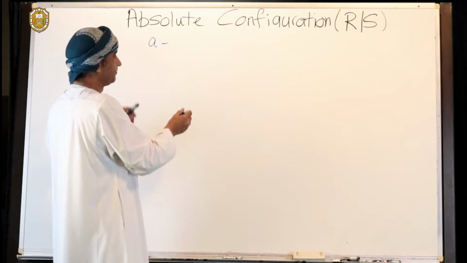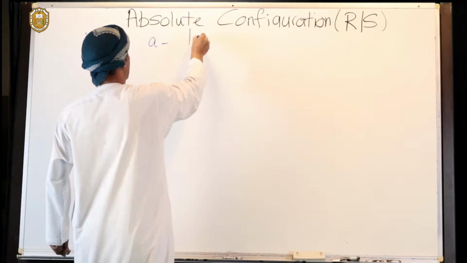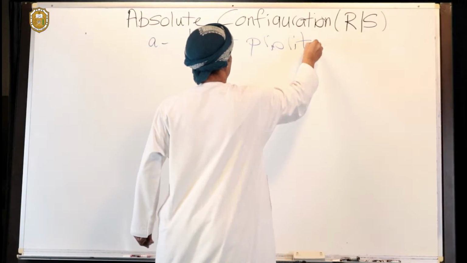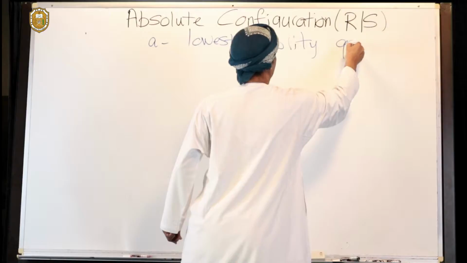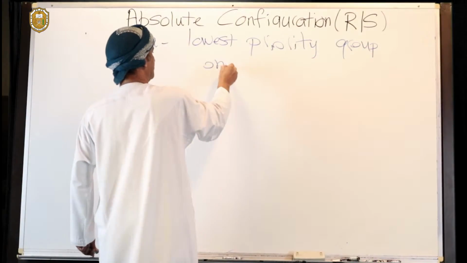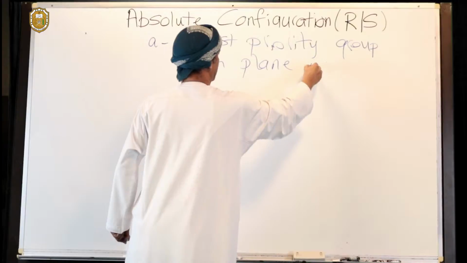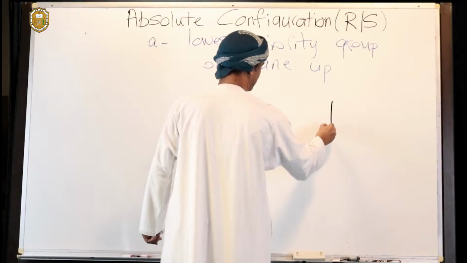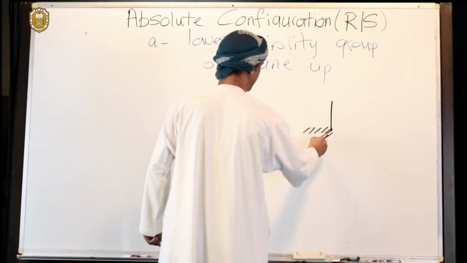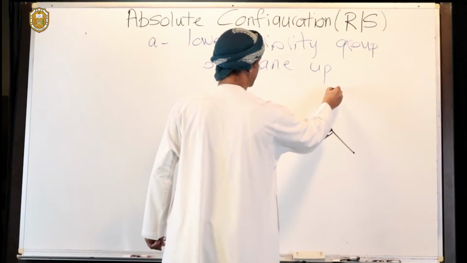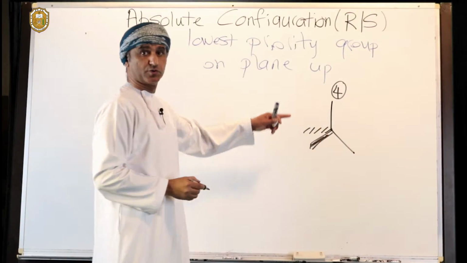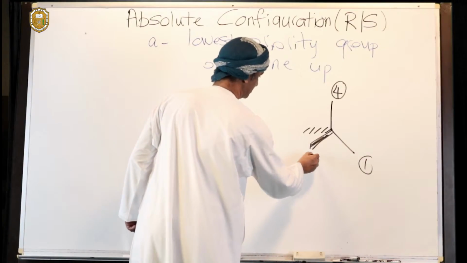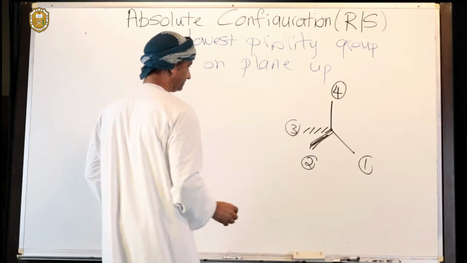Let's say case A, if the lowest priority group is on the plane, and let's say on the plane up as an example. So something like this. This is a tetrahedral drawing, and if this is group number 4, and this is, for example, 1, and that's 2, and that's 3.